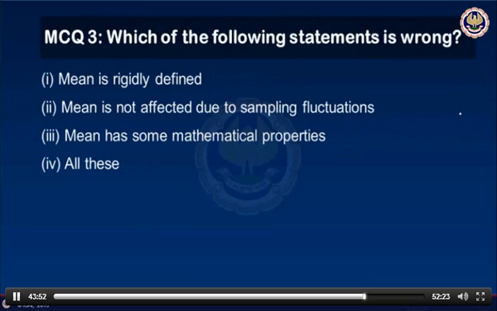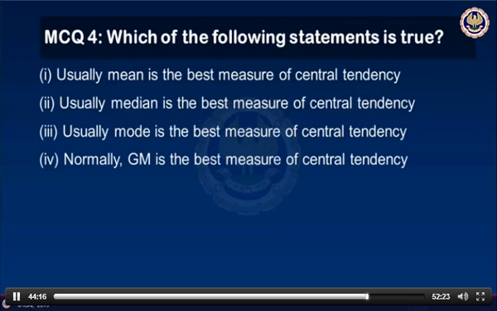Next one, which of the following statements is wrong? Mean is rigidly defined. Second, mean is not affected due to sampling fluctuations. Mean has some mathematical properties. For all of these, the wrong statement is: mean is not affected due to sampling fluctuations.